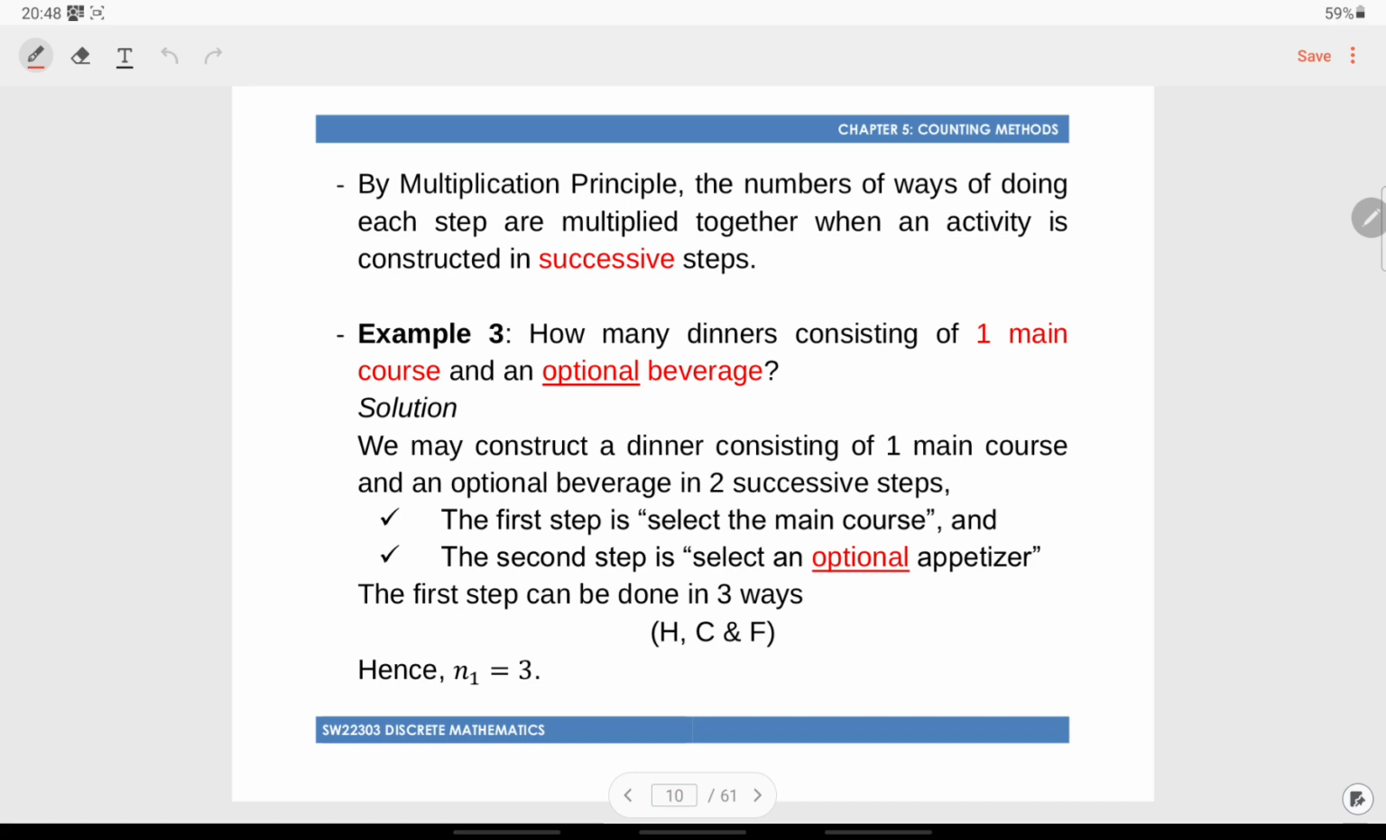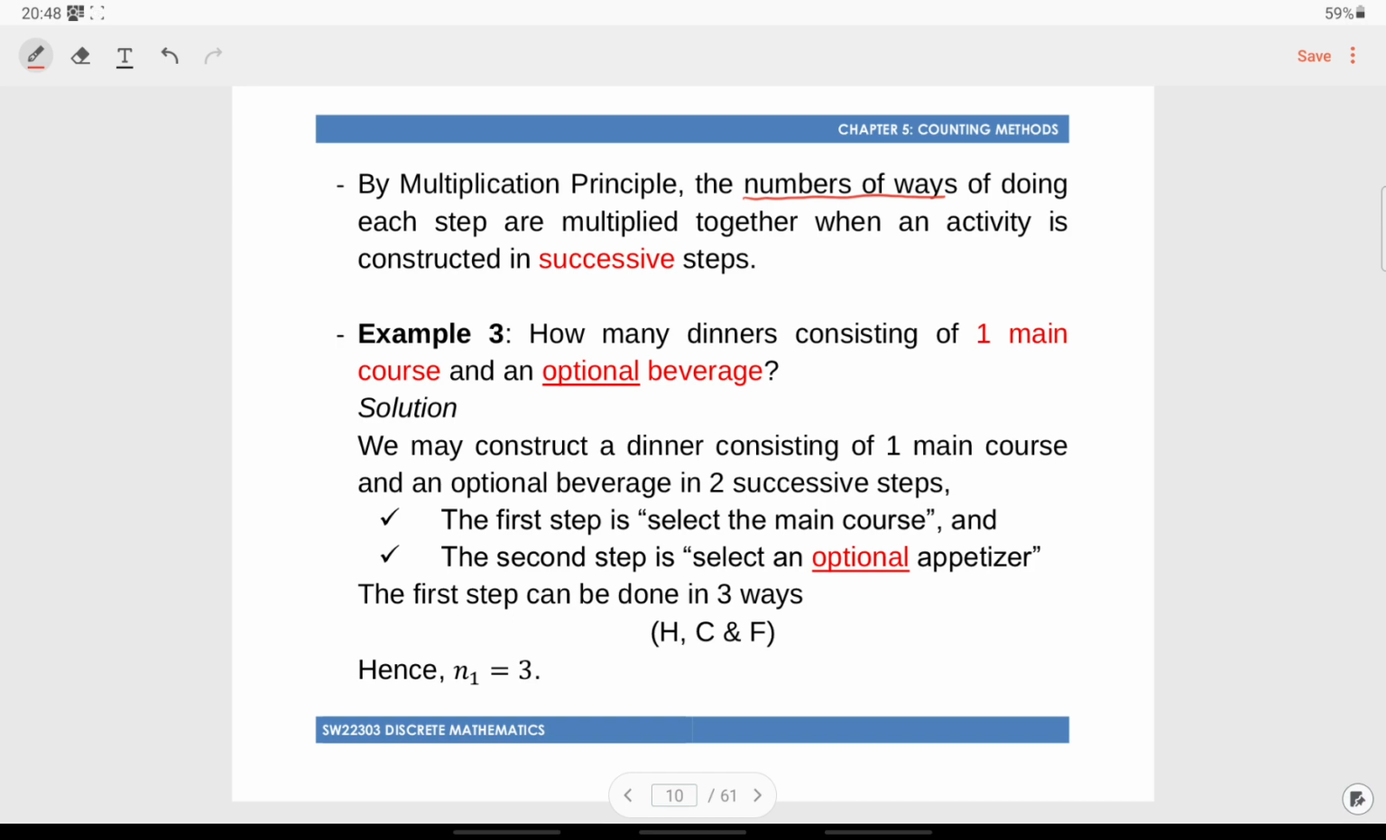So by the multiplication principle, the number of ways of doing each step are multiplied together when an activity is constructed in successive steps. Okay, so that is the multiplication principle. Now we consider another example.